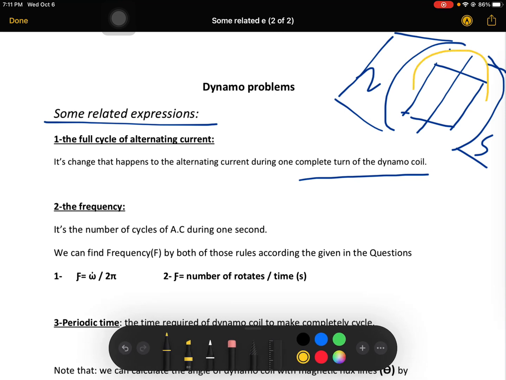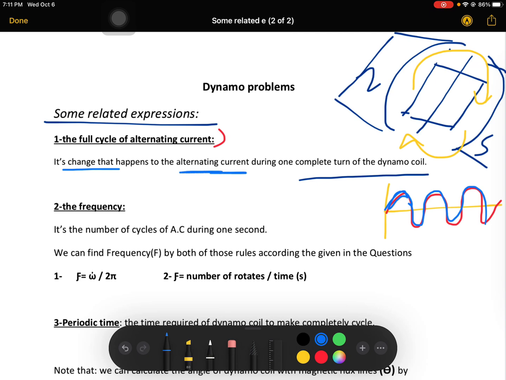As you know, it rotates, for example, in this direction. So the change which happens in direction and value in one complete cycle of the coil rotation is the full cycle of alternating current. So here is the change in the value: it increases, then the value decreases, then the direction changes, like that. This is called the change that happens to the alternating current during one complete turn of the dynamo coil.